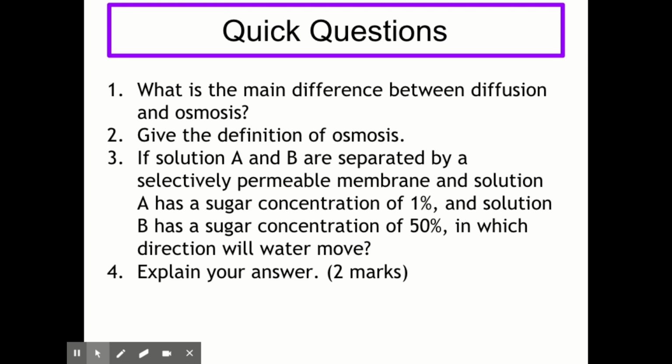So the first question is, what is the main difference between diffusion and osmosis? So diffusion is the passive movement of molecules of things like glucose, amino acids, oxygen and carbon dioxide, whereas osmosis is the passive movement of water only.